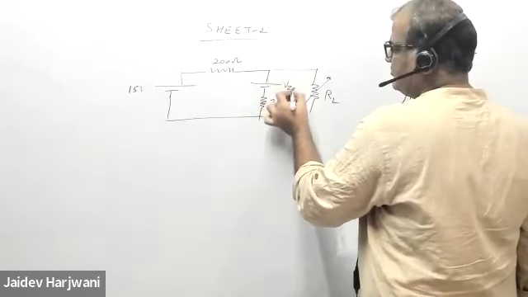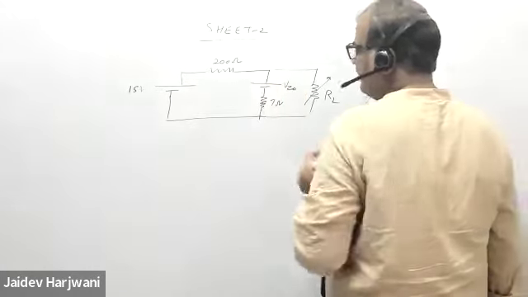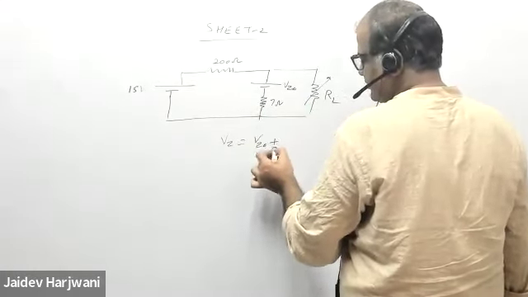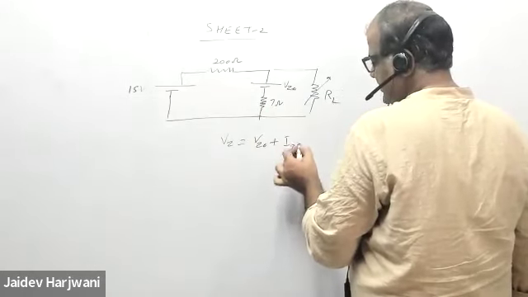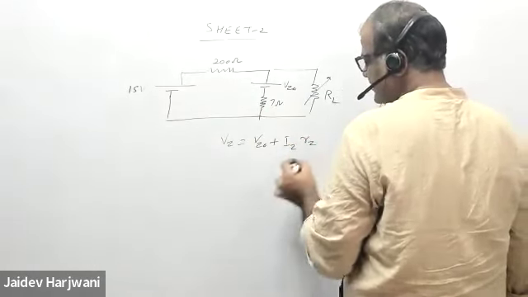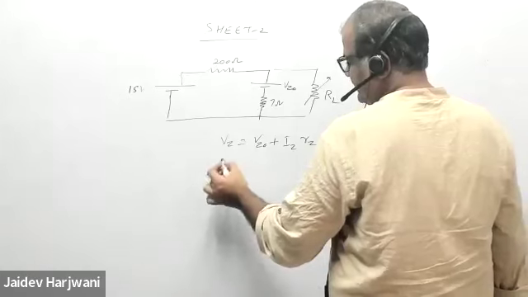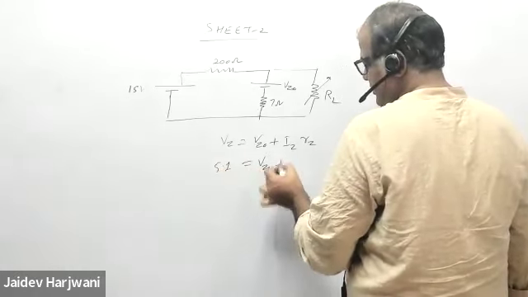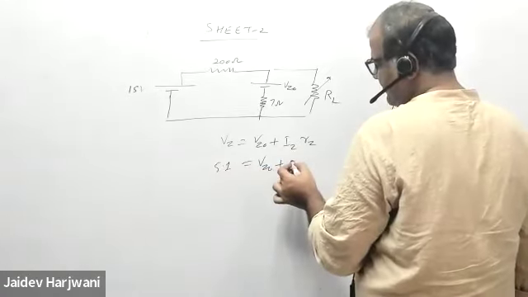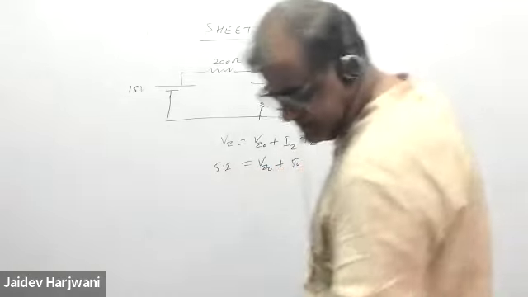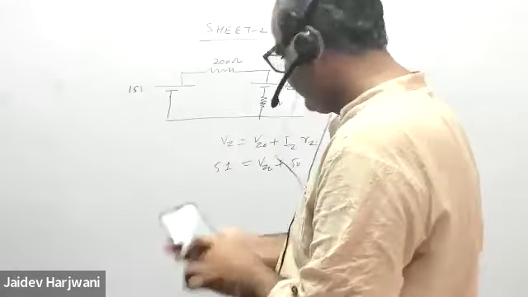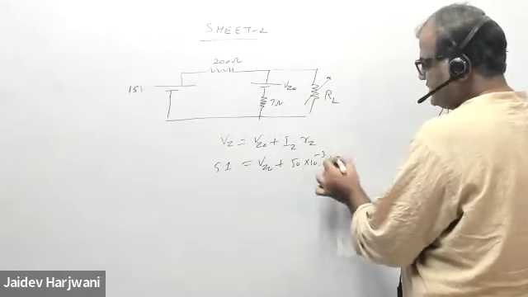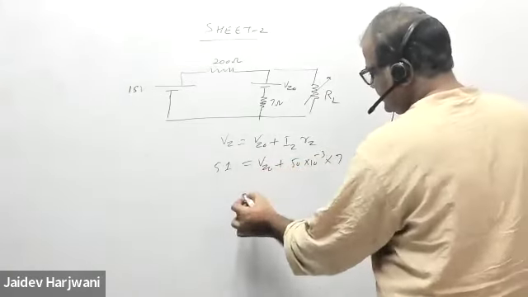Now I have to find VZ0. Total VZ is 5.1 given. So VZ is equal to VZ0 plus IZ times RZ. This is given 5.1 volt, and IZ is how much? 50 milliamps. Yes, sir, 50 milliamps. And this is your 7 ohm. Tell me what is coming VZ0?